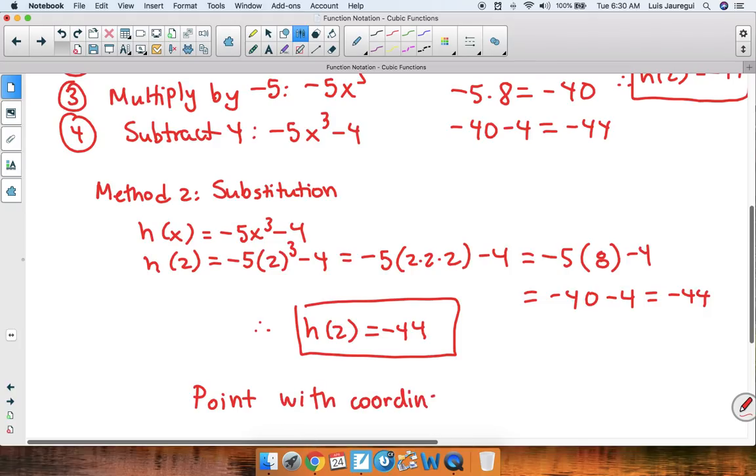And how do we know that? Once again, well, we know that because the input or x value happens to be 2, and the corresponding output or y value happens to be negative 44. So this concludes our video on function notation, cubic functions part 1.